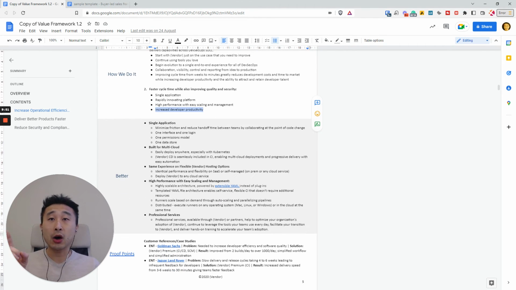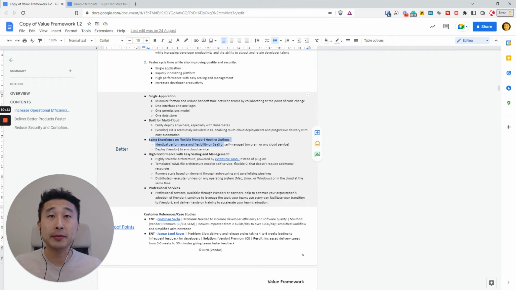But this is what makes us unique. How we do it better. Single application, built for multi-cloud. Maybe some other solution they only do AWS very well, but we don't. Not only that, we also do Google platform. So we hear you are heavily invested in GCP, and we have the same experience. Different hosting. It can be SaaS. So I know maybe you focus on SaaS, but maybe some of your divisions, or maybe in your use case, you would rather have this self-managed. We also give you the option.